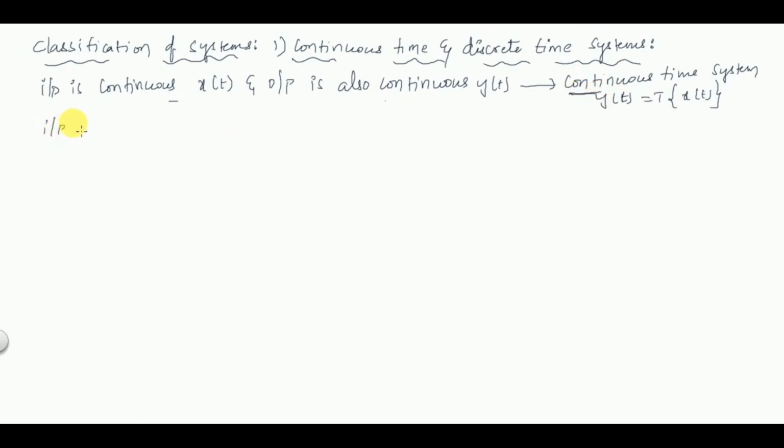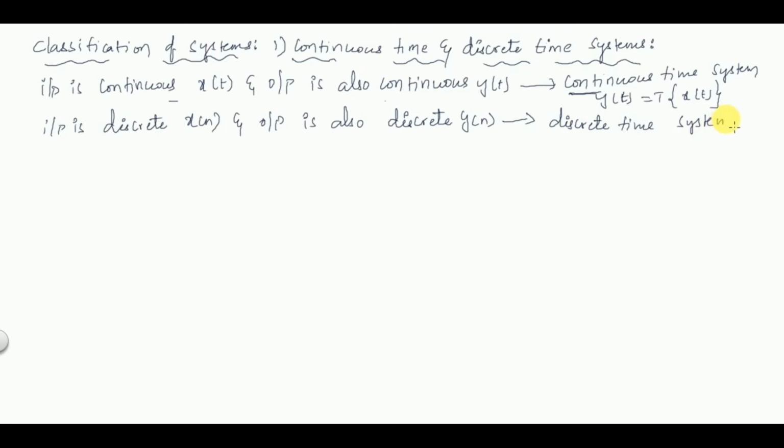And if input is discrete, that is x of n, and output is also discrete, that is y of n, then that type of system is called a discrete time system. Similarly, y of n is equal to transformation of x of n. So discrete time input will produce discrete time output, then that type of system is called a discrete time system.